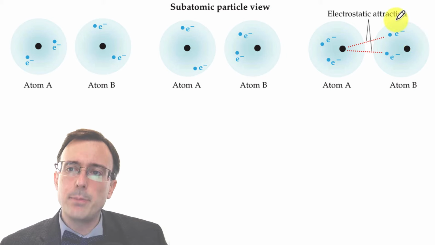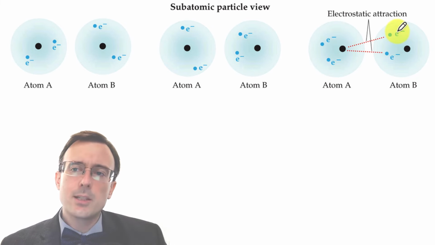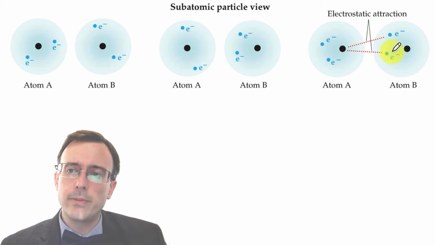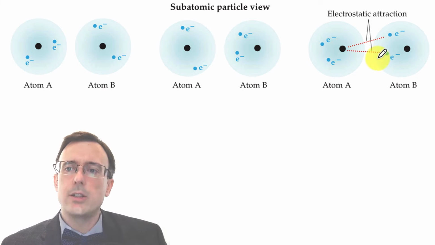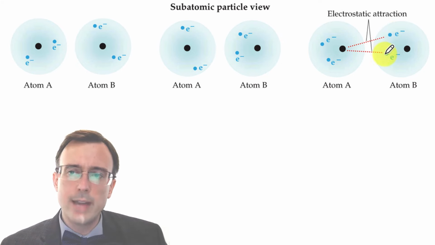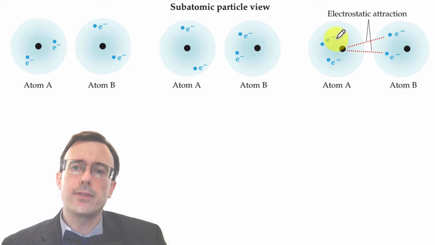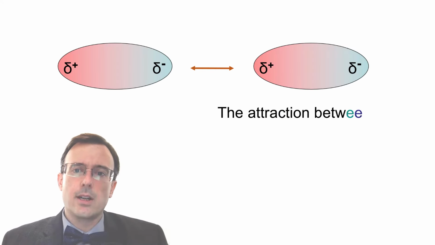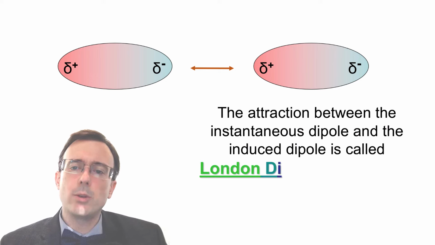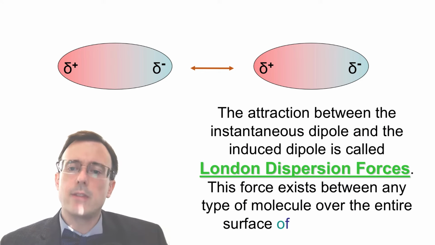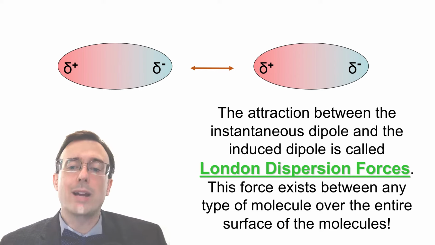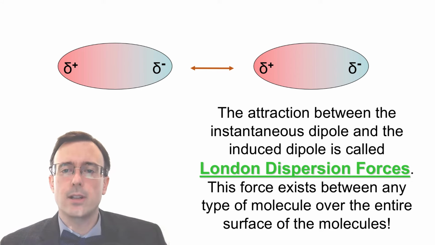And so this here, atom B, would be your instantaneous dipole. And this atom right here would be your induced dipole, and you have an attraction between these two. Specifically, you have an attraction between the electrons from this atom and the nucleus of this atom. Now, this is probably a bit exaggerated in this example, but this is the way this works. You always have an attraction between the electrons of one atom or one molecule attracted to the nucleus of the other atom or other molecule. This attraction between the instantaneous dipole and the induced dipole is called London dispersion forces. This force exists between any type of molecule or any type of atom over the entire surface of the molecules.